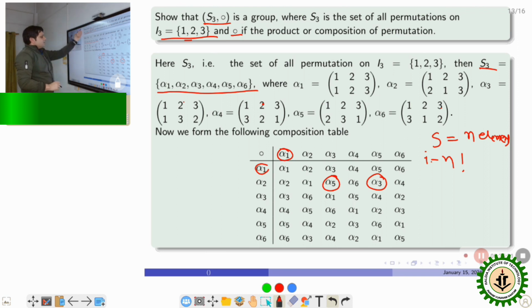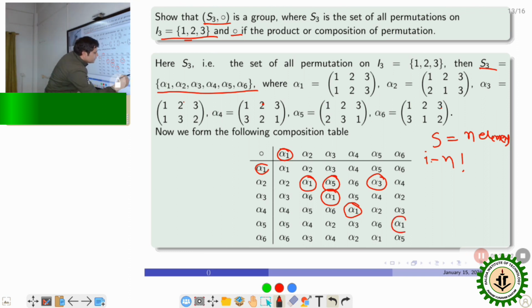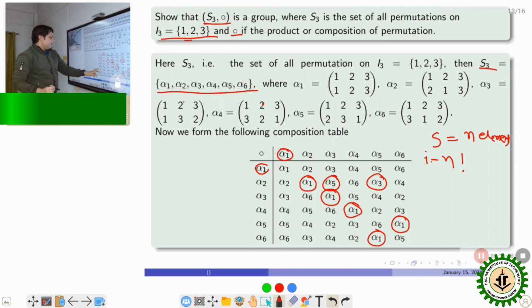Now, the fourth property, that means the inverse. From this table, we clearly see that alpha 1 is the inverse of alpha 1, that means self inverse. Alpha 2 composition alpha 2 equals alpha 1, so alpha 2 is its own inverse. Alpha 3 composition alpha 3 equals alpha 1, so alpha 3 is self inverse. Alpha 4 composition alpha 4 equals alpha 1, so alpha 4 also is self inverse. Now, alpha 5 composition alpha 6 equals alpha 1, and alpha 6 composition alpha 5 equals alpha 1. That means alpha 5 is the inverse of alpha 6 and alpha 6 is the inverse of alpha 5. Therefore, from this table, we clearly see that all elements have an inverse.